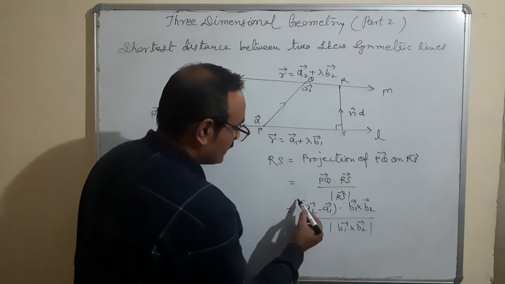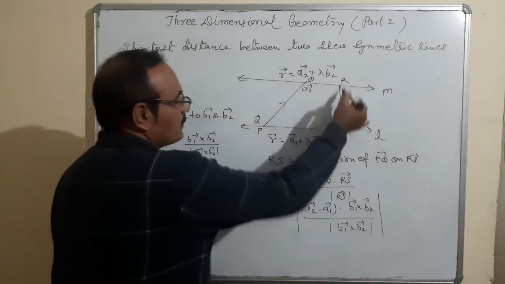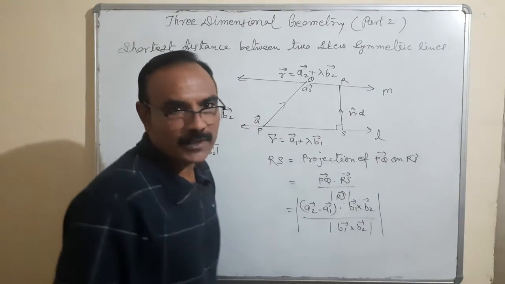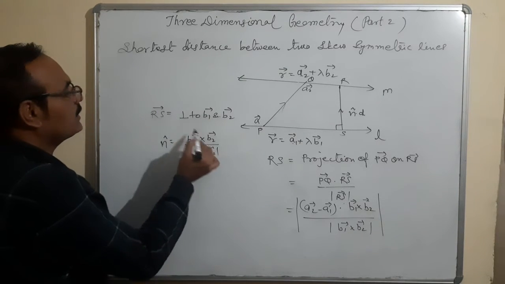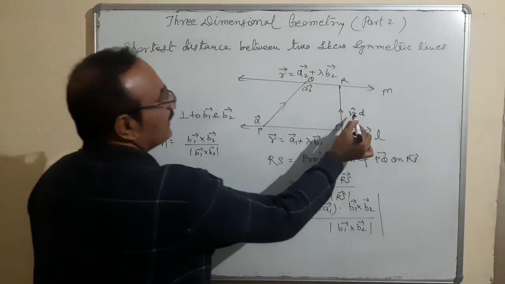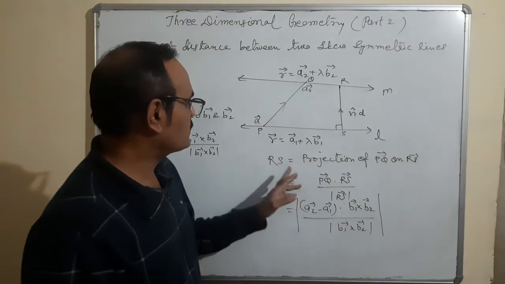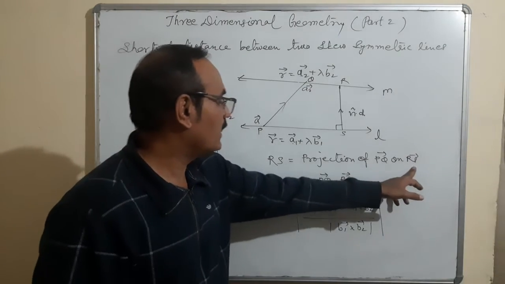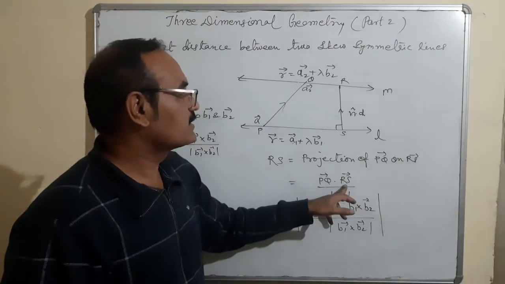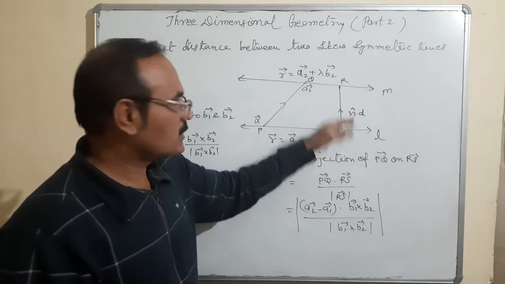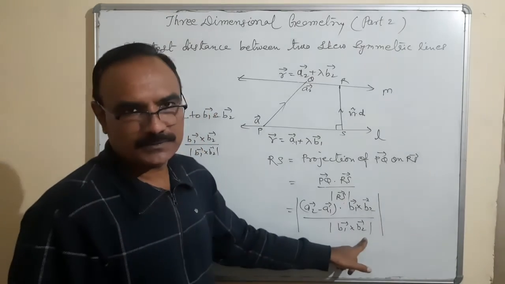So when you put it in modulus form, what is this? This is the perpendicular distance between the lines. This RS is equal to the projection of PQ on RS, and RS, what does it mean? RS is equal to n into d, where d is the distance and n is the unit vector. Or simply we understand RS is equal to the projection of PQ on RS. So PQ dot RS upon magnitude of RS. RS is a unit vector which is perpendicular to both, so it is B1 cross B2 upon magnitude of B1 cross B2.